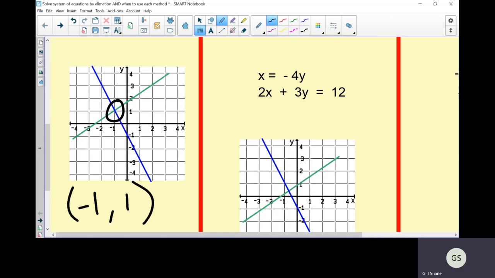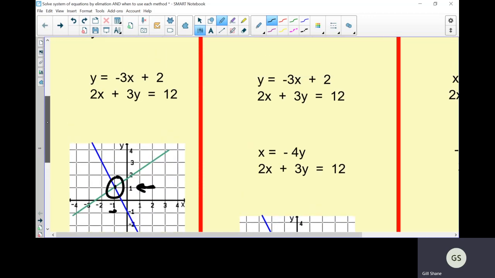Because where they cross, this point right here, is right at the -1 on the x-axis, and it's right at the +1 on the y-axis. So that means the solution is just where they cross. I just put the coordinate for that particular point where they cross. What is the x value and the y value? So that means graphing was probably a good way to solve that one.